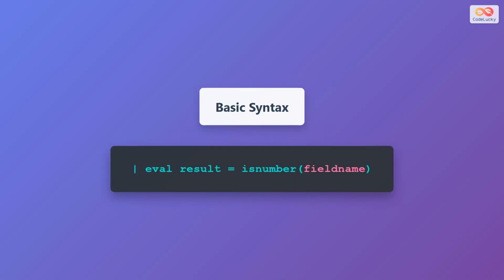The basic syntax for the isnumber command is: pipe eval result equals isnumber(field name). In this syntax, you use the eval command to create a new field called result that contains the output of the isnumber function. The field name parameter is the name of the field you want to test for numeric values. This simple structure makes it easy to add numeric validation to any search.